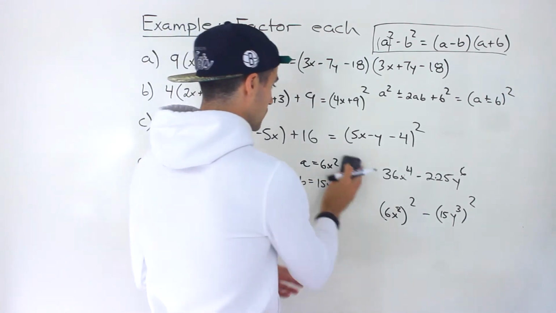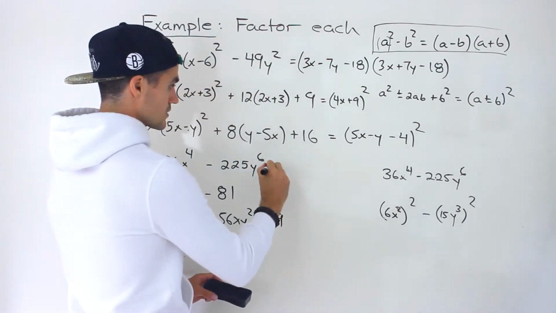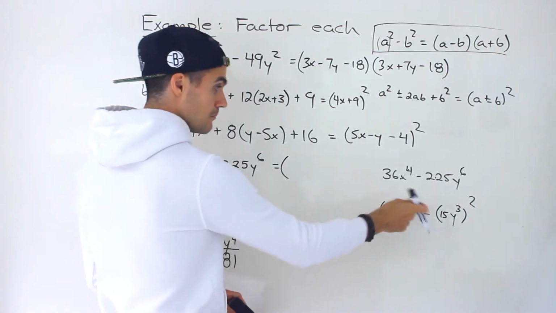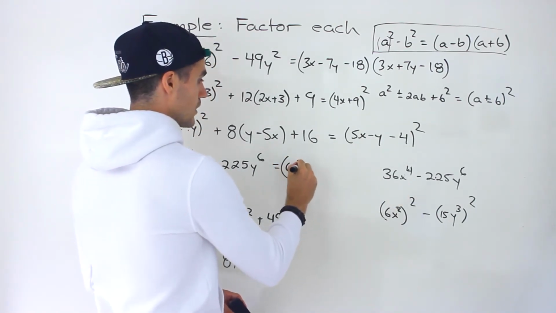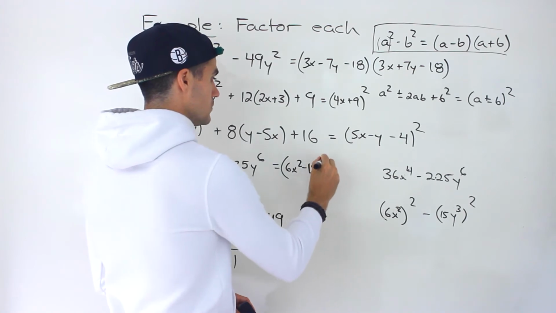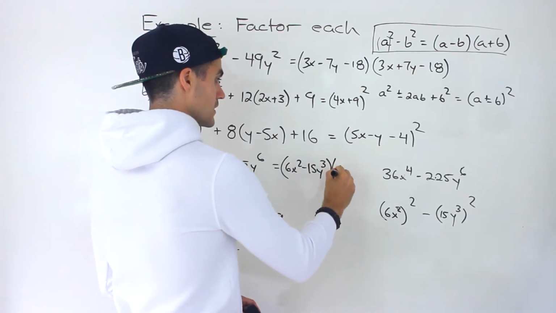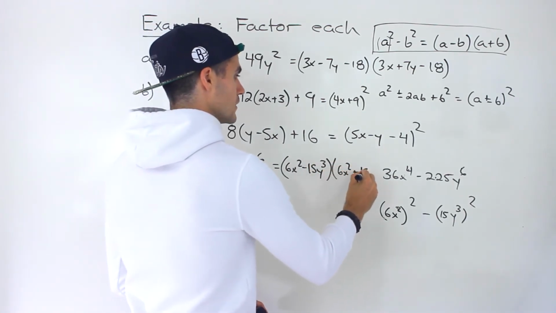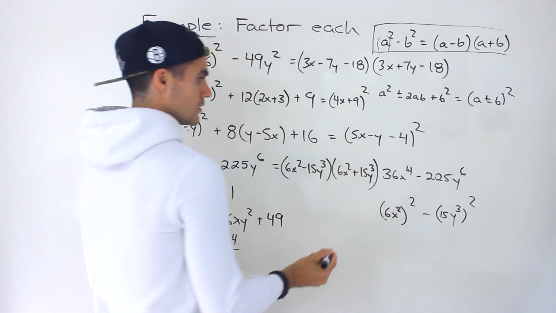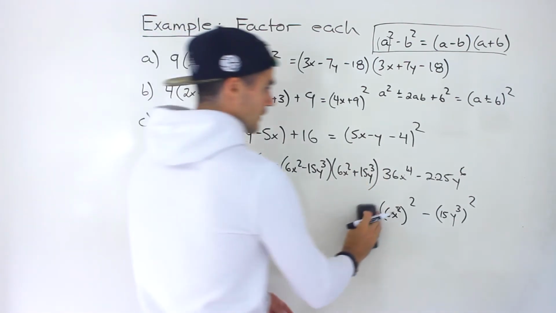And so what are we going to end up with? Let me actually write the answer here. We're going to end up with a minus b, so 6x squared minus 15y to the cubed, a plus b, plus 15y to the cubed. So that ends up being the final answer.